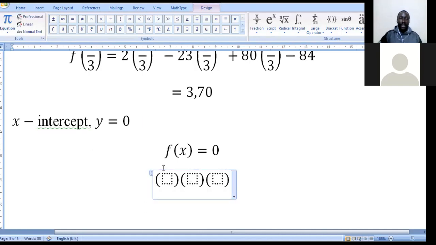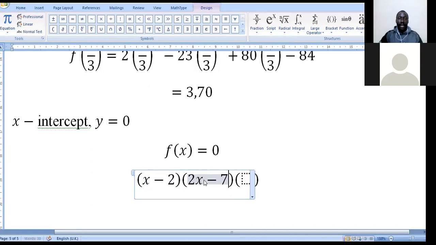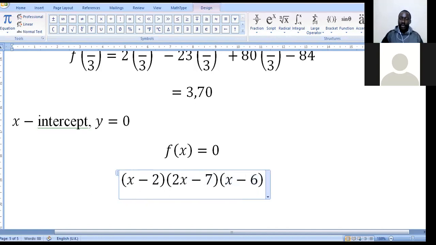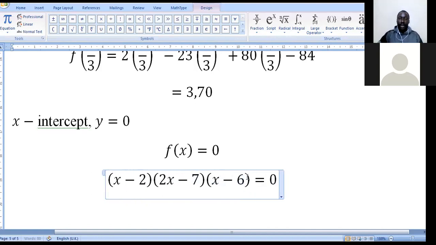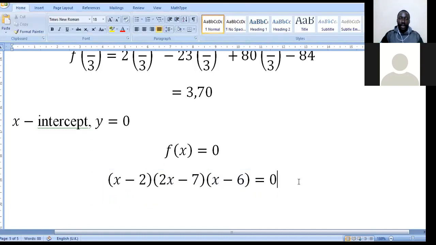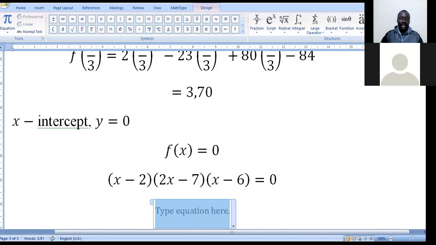So to use the factorized expression, the first one was x minus 2. The second one is 2x minus 7. And the third one is x minus 6, equals 0. So that means we will have three values. And what are they? Well, the first one will be x equals 2. All right, the x-intercept occurs at that point.